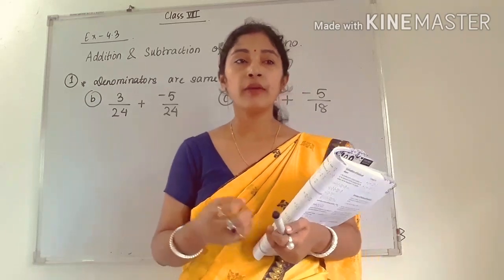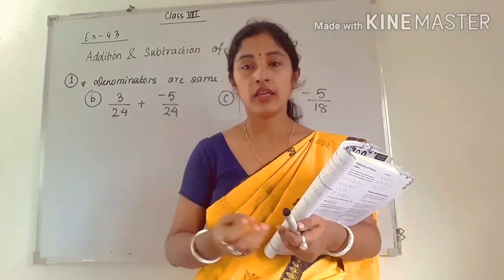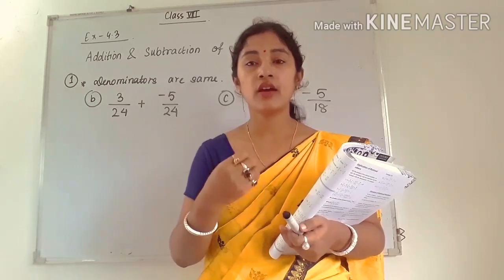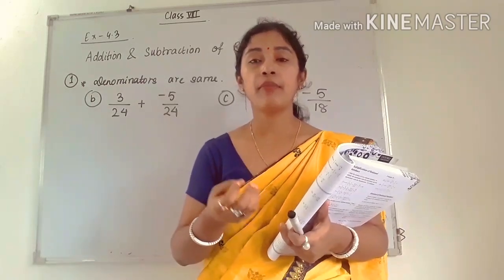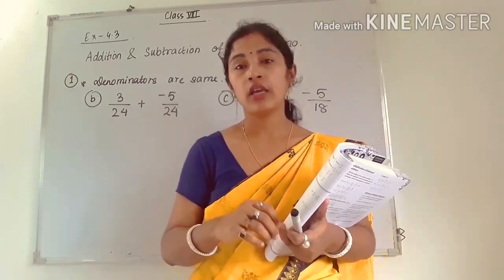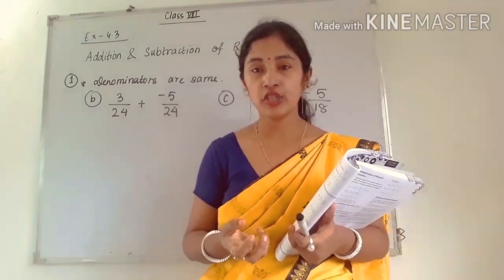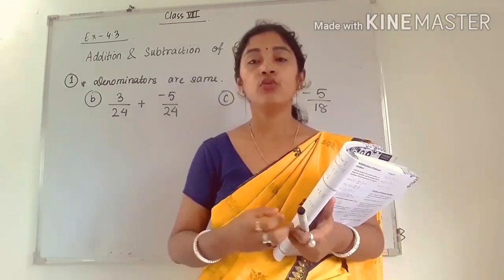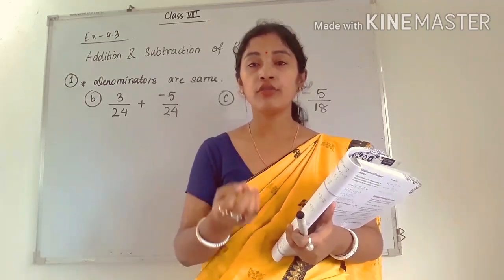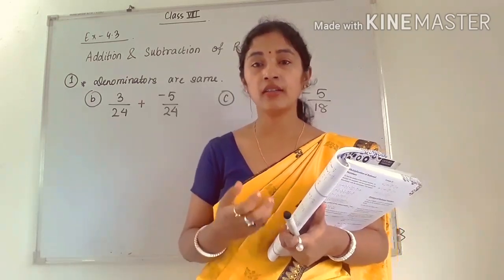See, when we do addition or subtraction in case of rational numbers, you have to see the denominator. Sometimes denominators are the same, sometimes one denominator is a multiple of the other one, and sometimes the denominators are not multiples of each other. So what we have to do is equalize the denominators, because all of you know that if we equalize the denominators, then we can easily add or subtract the rational numbers.